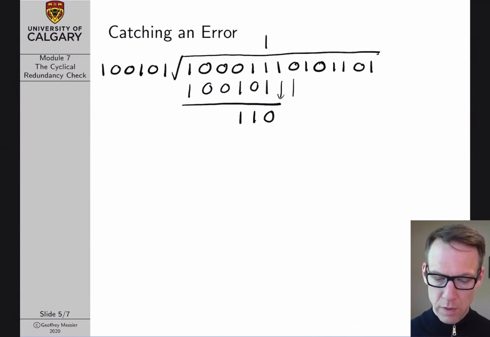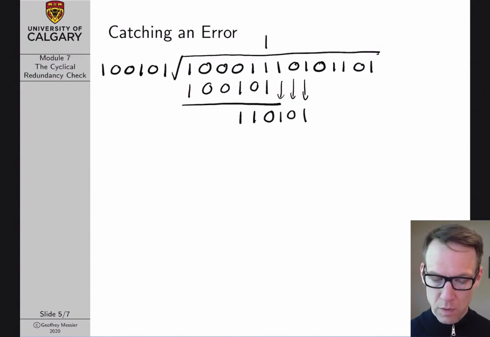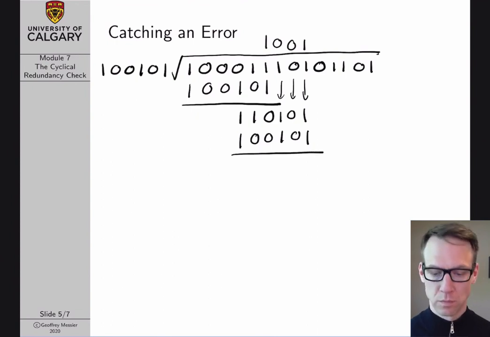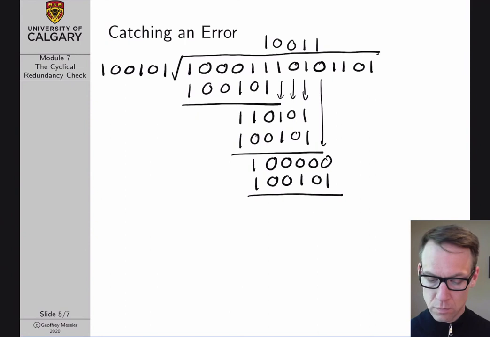So I'll pull down 3 bits, 1, 0, 1. Now we pull down 3 bits.